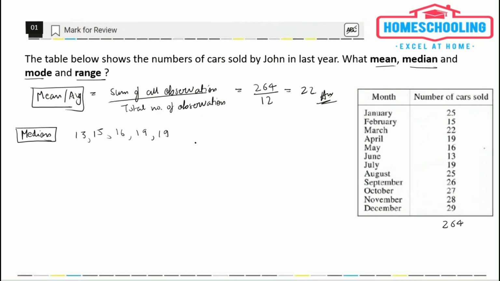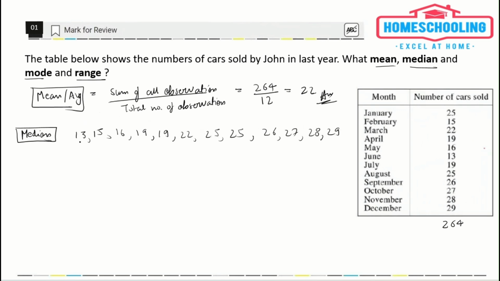19. Then which one do we have after 19? 22 is there. So 22. Then we will have 25. We have one more 25. Then we have 26. Then we have 27. Then we have 28. And then we have 29.